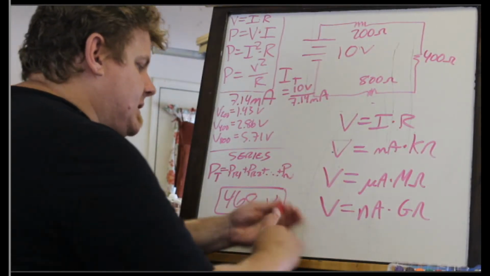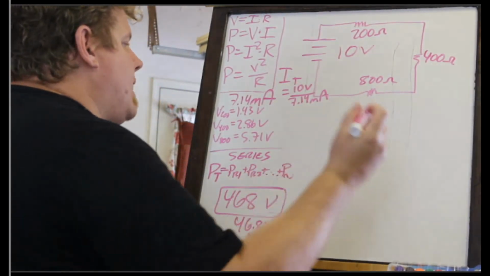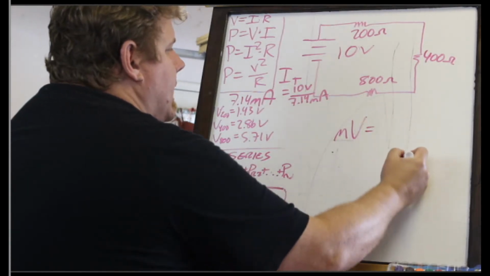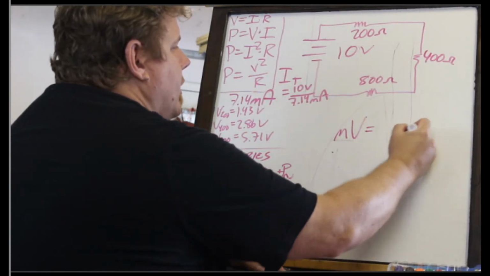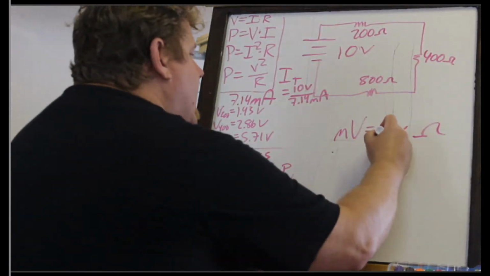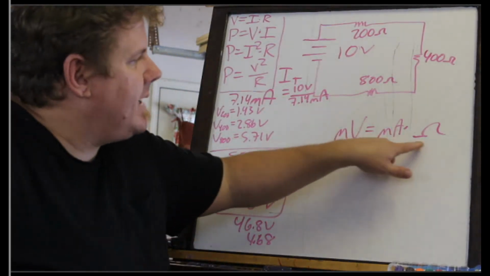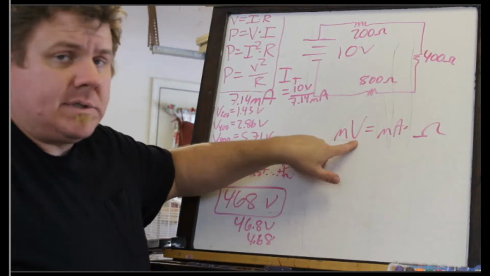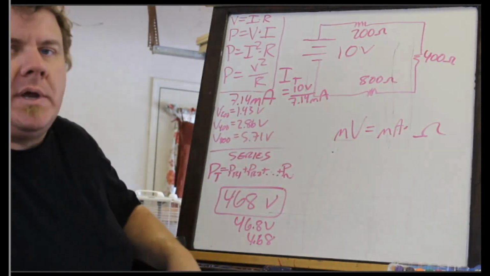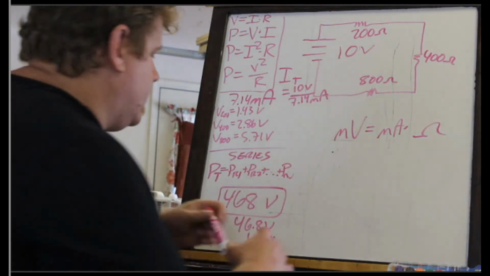Okay? Here's something else to keep in mind. If you have millivolts, and you have a current times ohms, more than likely you're going to have milliamps here, right? Because the milliamps times the ohms gives you the volts. But 10 to the 0 times 10 to the -3 gives you the 10 to the -3. So just some little things to keep in mind when you do this.